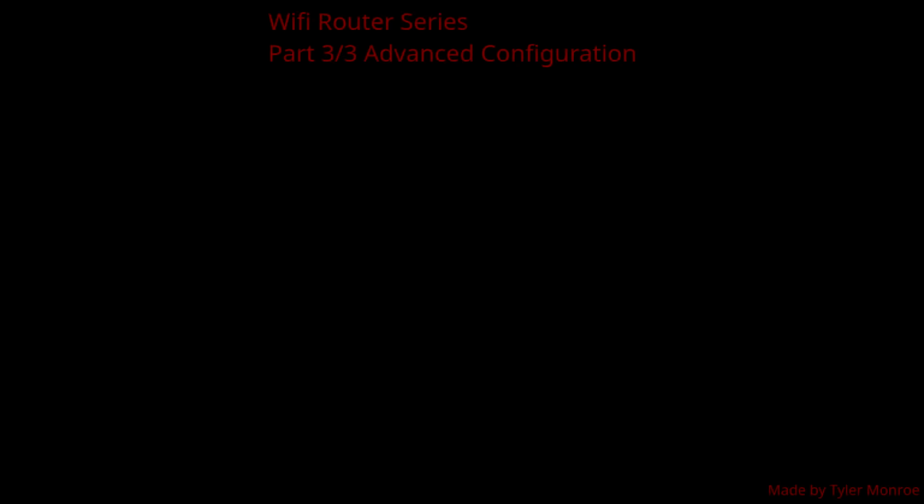Hello and welcome to this episode of T-Tech. This is part 3 of 3 in our Wi-Fi router series. In this part, we're going to talk about more advanced topics such as disabling our SSID broadcast, enabling MAC address filtering, and disabling WPS. I do hope you enjoy this one, and let's get into it.